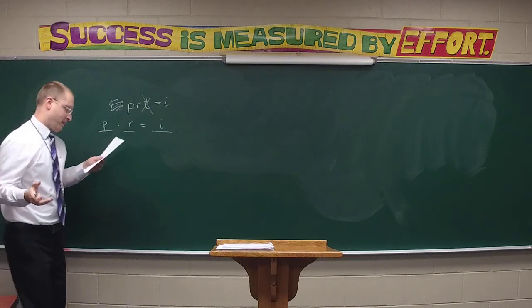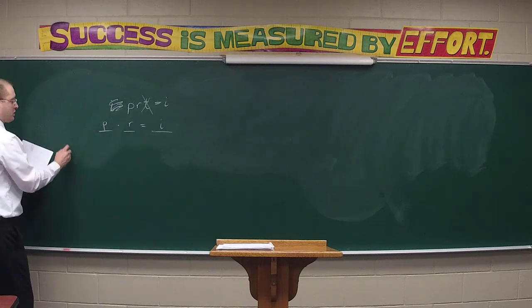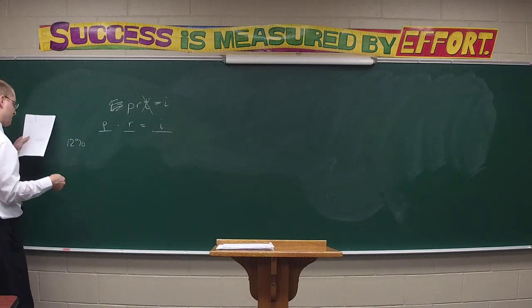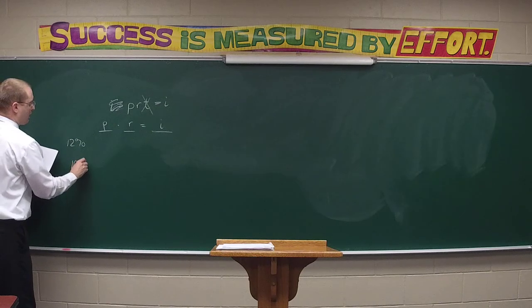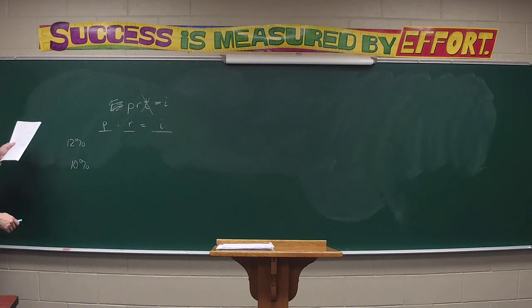All right, so we got two different investments. It doesn't tell me exactly what they are. It just calls one a 12% investment, if you will, and the other a 10% investment. We don't know how much they invested in either. So one of them, class, we'll call X, and the other, since we know the total, and we have two investments, one's X, the other is Y.